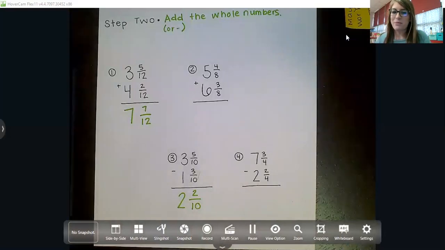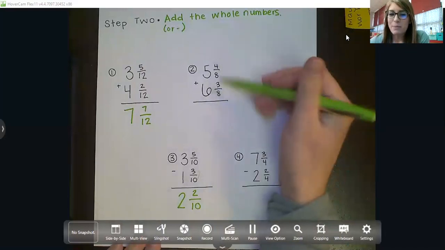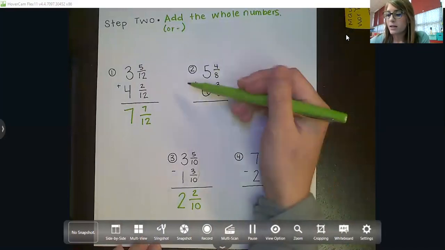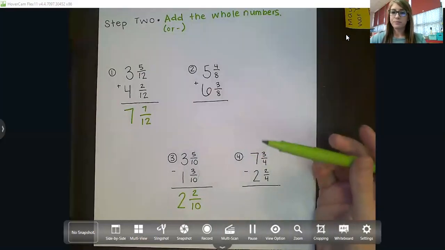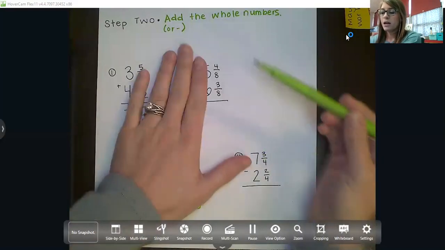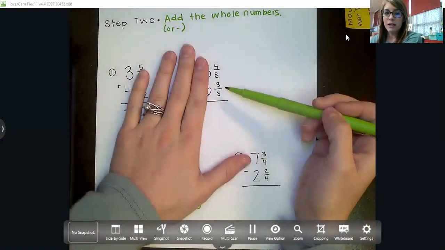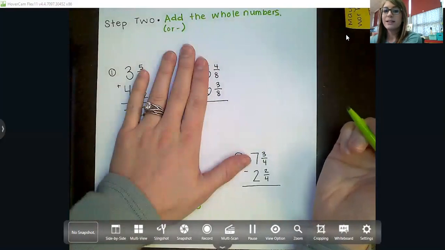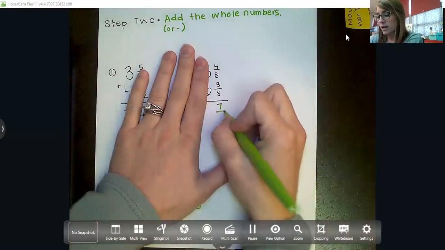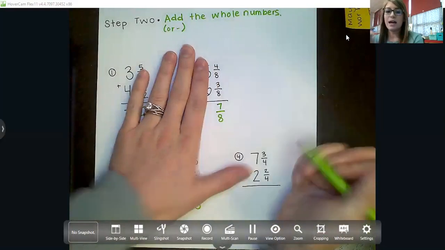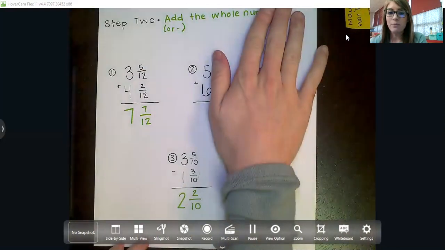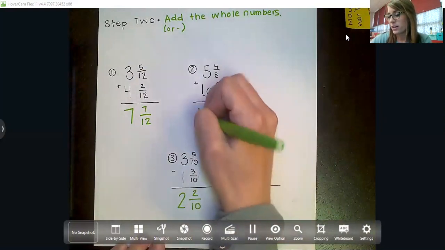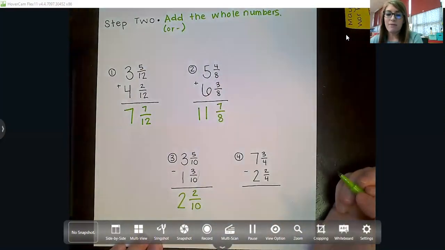All righty, let's check those problems, guys. I'm going to start up here with 5 and 4/8 plus 6 and 3/8. So remember, first step is we always add the what? Very good, the fractional pieces. So 4/8 plus 3/8 is going to give us, very good, 4 plus 3 is 7, and that denominator of 8 stays the same. Then we're going to add the whole numbers. 5 plus 6 is 11. So you should have gotten 11 and 7/8.